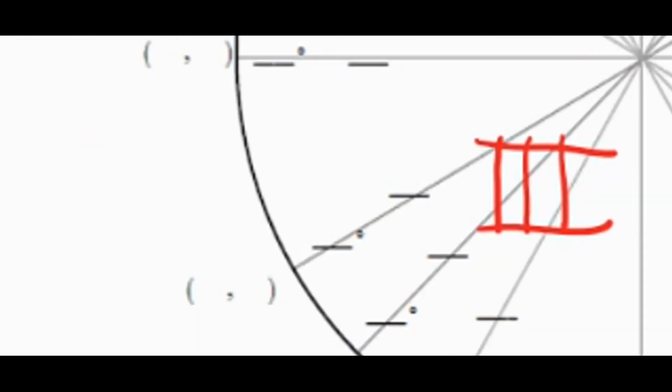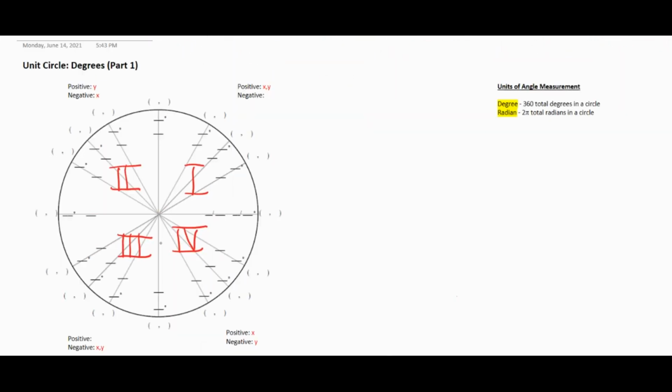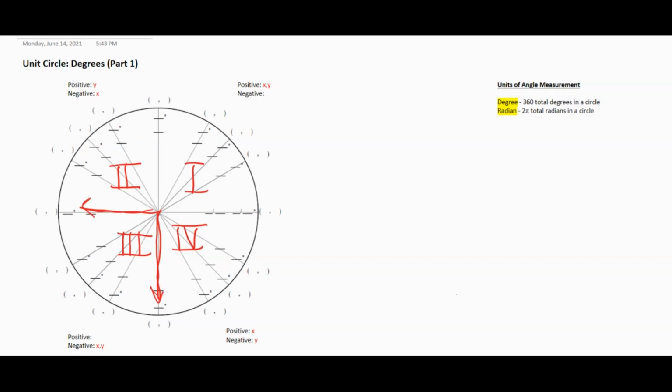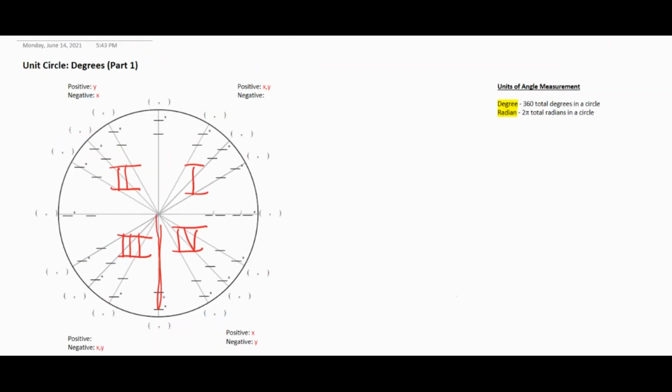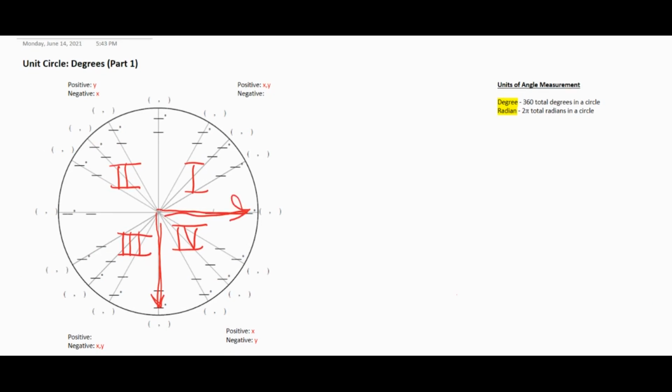In quadrant 3, you can see that both the x and y-axis are both going in the negative direction. In quadrant 4, you can see that the y is remaining in the negative direction, although x is now positive. Now that we know which quadrants are positive and negative along the x and y axis, let's get started on the degrees within this unit circle.